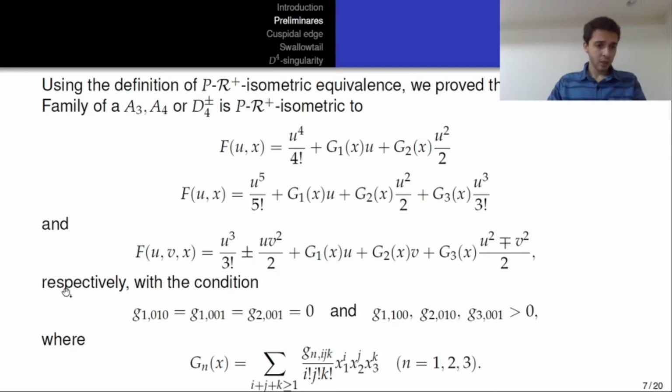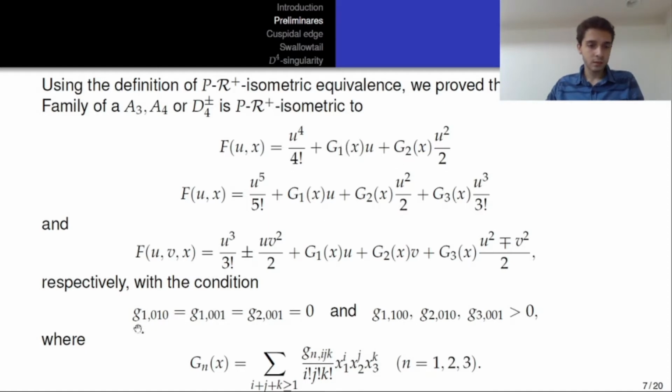We can get, with some more conditions, for example, we can simplify even more this function g1, g2 this way and this way. Actually, these conditions came from the hypothesis of Morse family, right? These constants cannot be zero. And these conditions are actually just a simplification of G1 and G2.